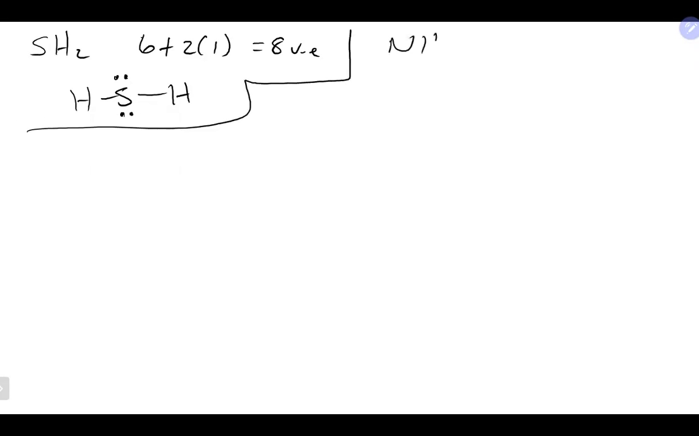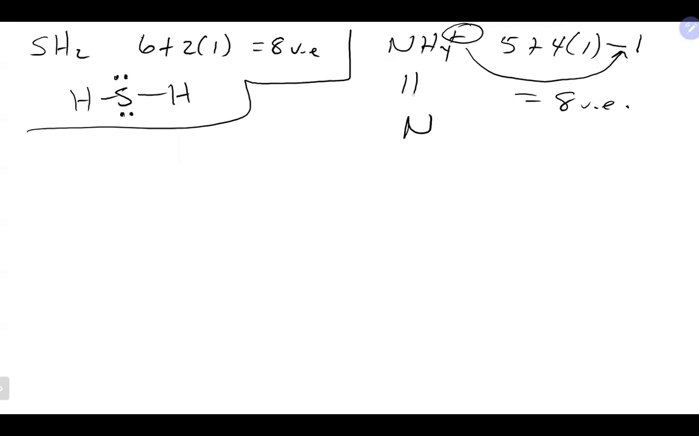Rolling to NH4 plus, I think was next. We have 5 plus 4 times 1. In this case, we have a plus, which means we need to subtract 1 from the total. That gives us 8 valence electrons again in this case. Nitrogen in the center, hydrogens around, and a single bond to each of those hydrogens, and that will do it, I think. And we'll put a little plus on the outside there, and we should be good on that one.